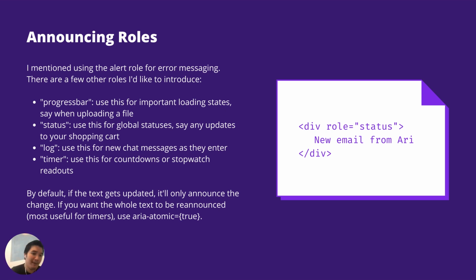Another example is if you're writing a mail server or mail client, and you need a way to announce incoming messages. This is what's called a polite announcement, where it won't interrupt what they're doing, but after it's finished reading out whatever screen reader message there is, then it'll say, with role equals status, new email from Ahri.